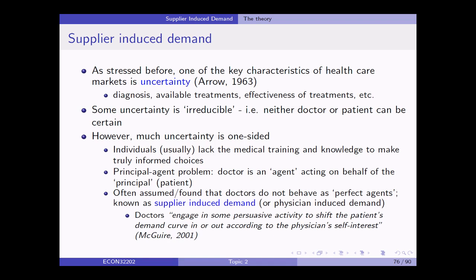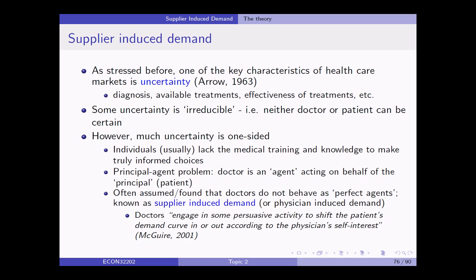We as individuals, we as consumers of health care, lack the medical training and knowledge to enable us to make these truly informed choices. So as we said before, if you want to buy a car, you know roughly what you want. If you present at a hospital, you don't really know what operation you need, so you rely on the medic to tell you that. This is essentially a principal agent problem. So the doctor is the economic agent, and they are acting on the behalf of the principal, which is the patient, which is us, the people without the medical background.